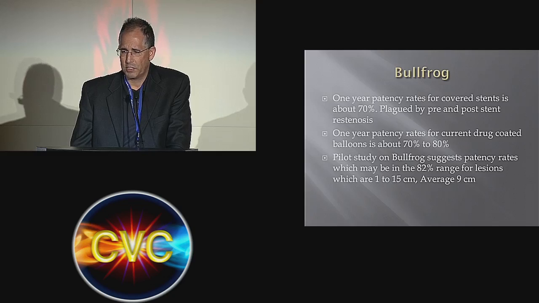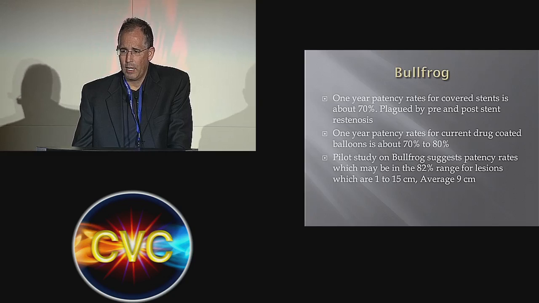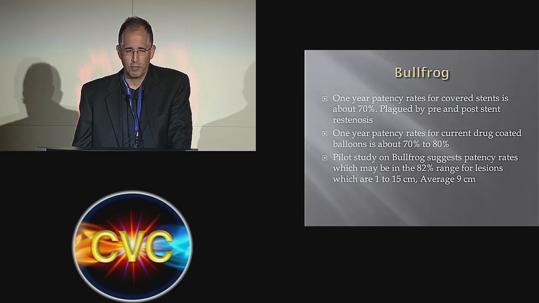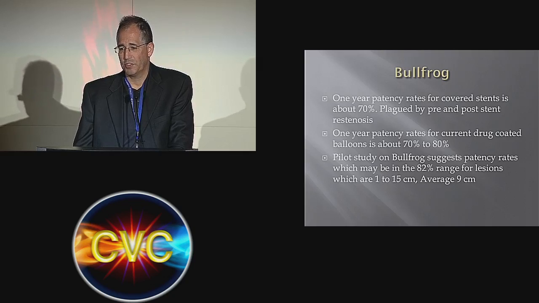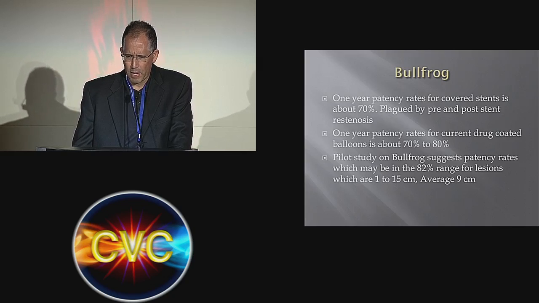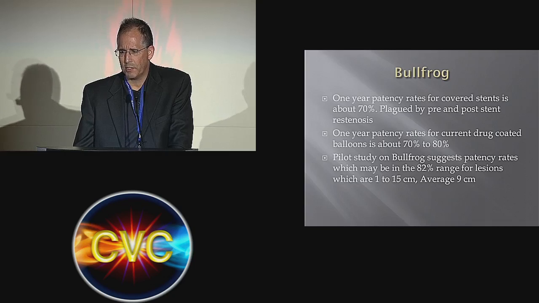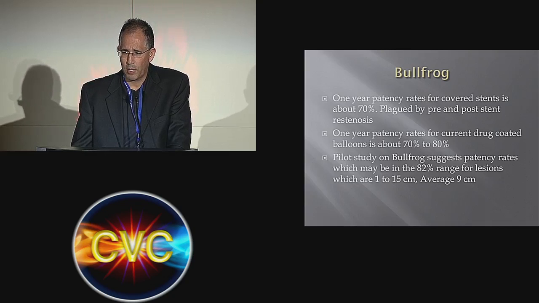Patency rates for drug-coated stents are pretty good, about 70%. We've seen that data presented multiple times. The Achilles heel, as Peter mentioned, is edge restenosis. The 1-year patency rates for drug-coated stents are about 70 to 80%. In a small pilot trial of the Bullfrog, average lesion length was about 9 centimeters, and the patency rate in that pilot trial was about 80%. So we'll see how it looks in a larger trial.